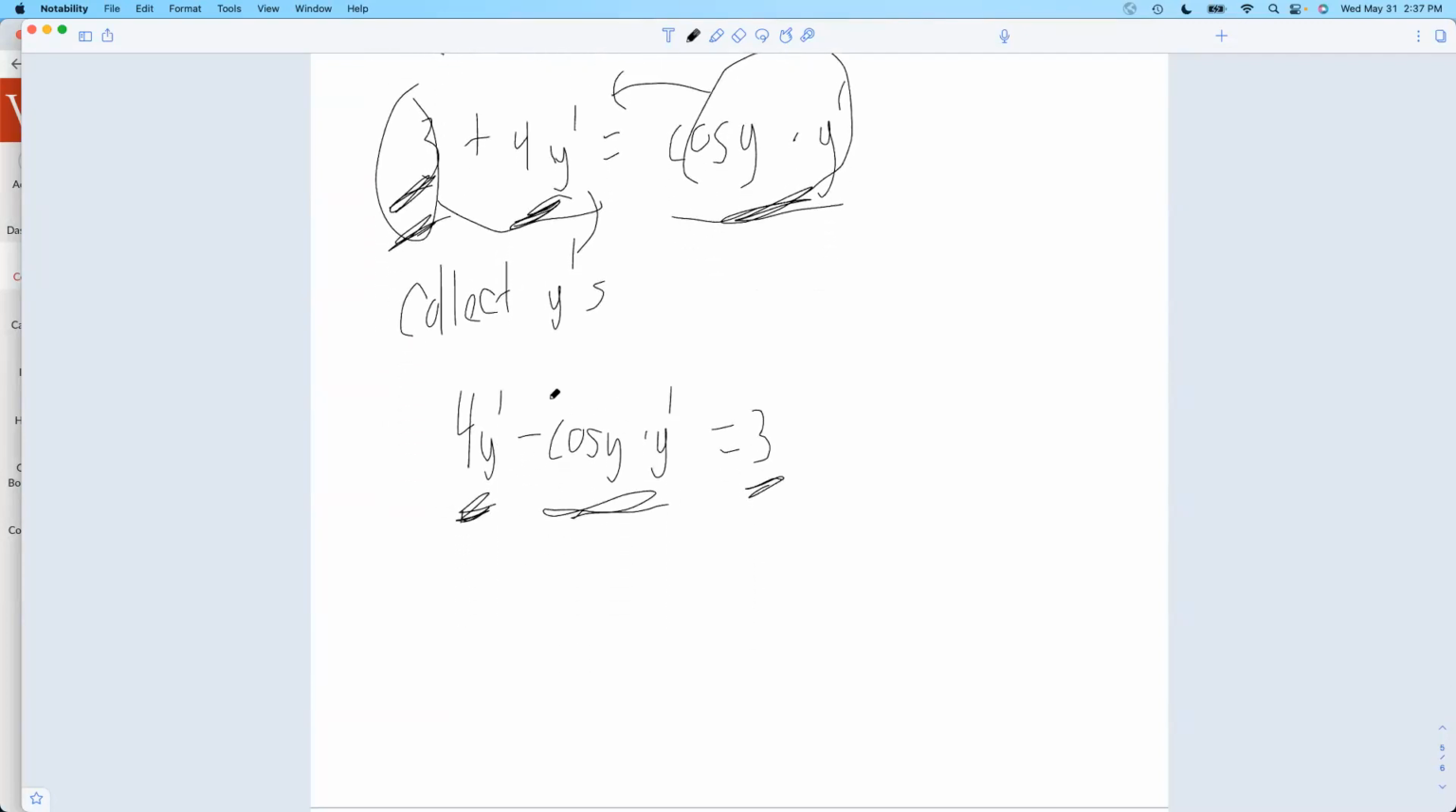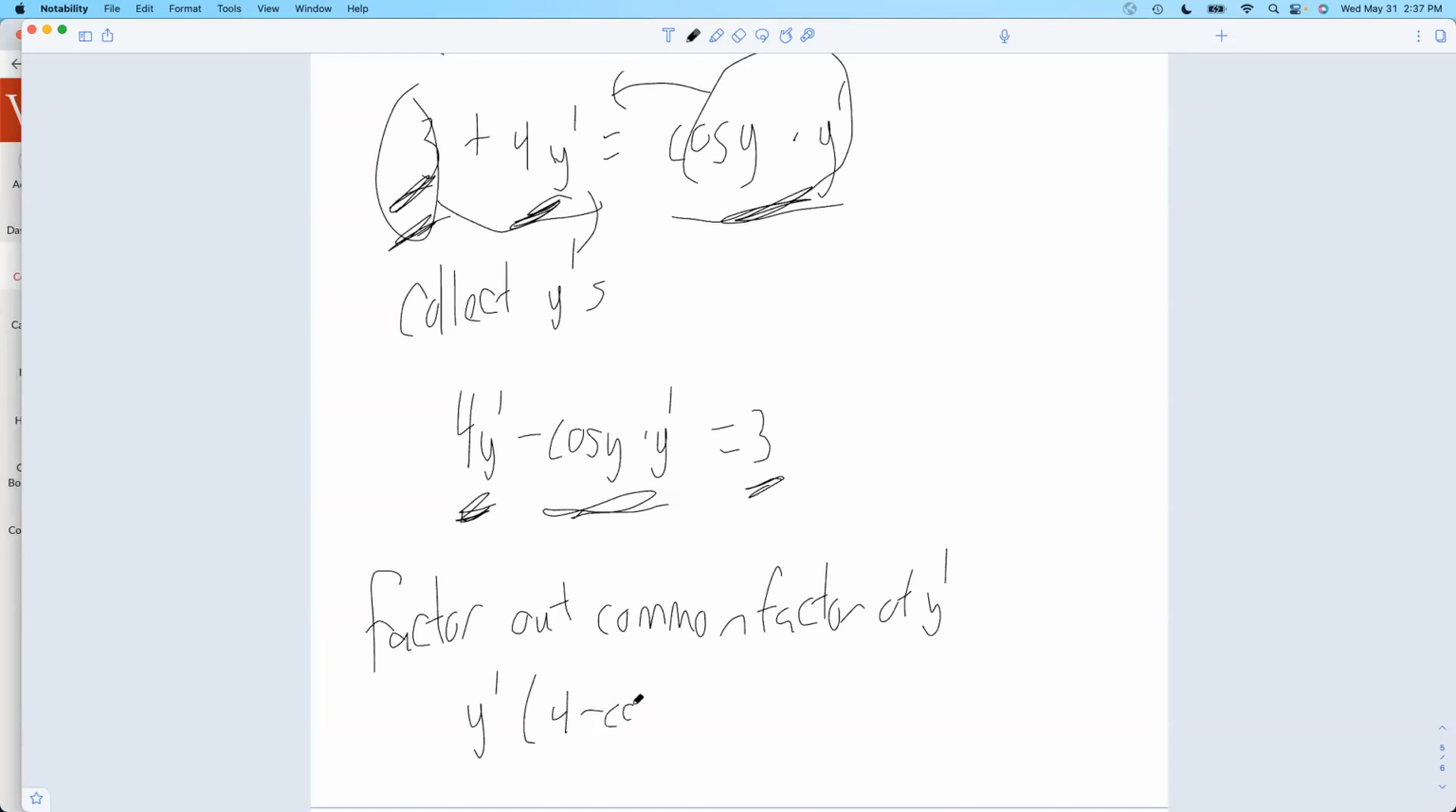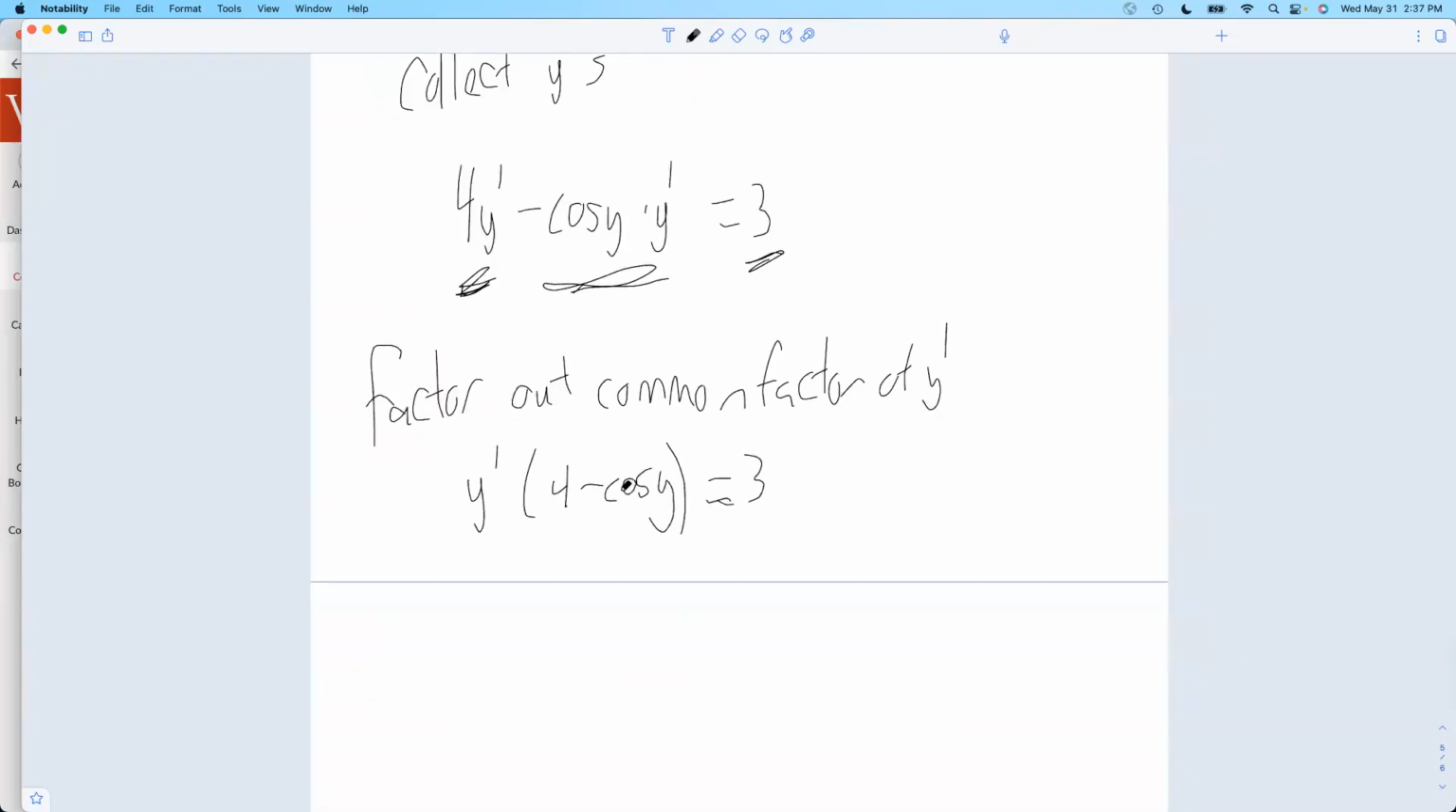Since every term on the left has a y prime, I'm going to factor out that common factor of y prime. If I factor out that y prime, what's left over? I'll have a 4 minus a cosine of y, and then this is just multiplying y prime. To get y prime by itself, I'm just going to divide that over.